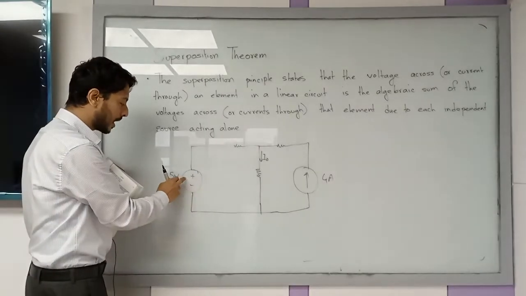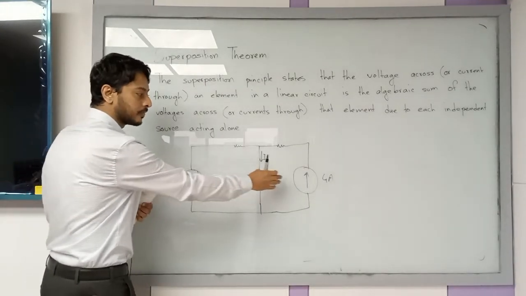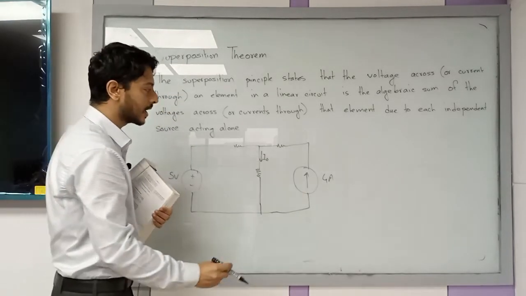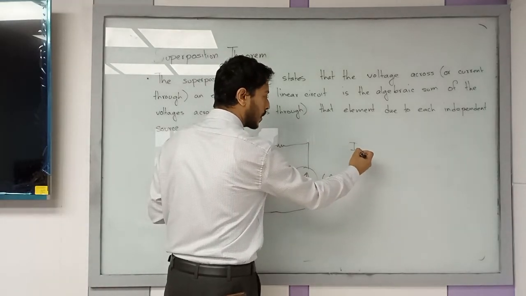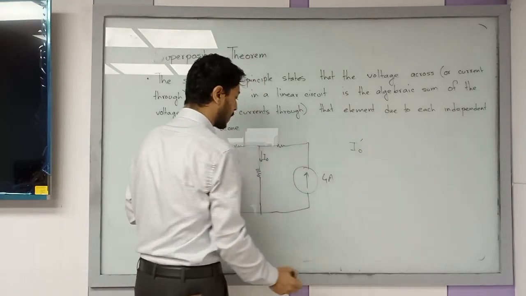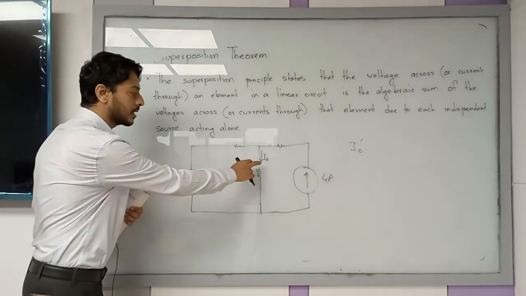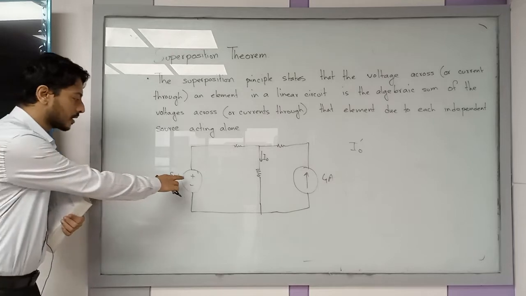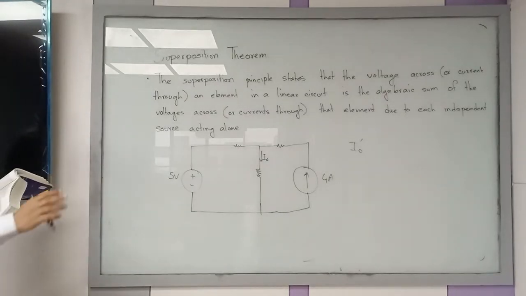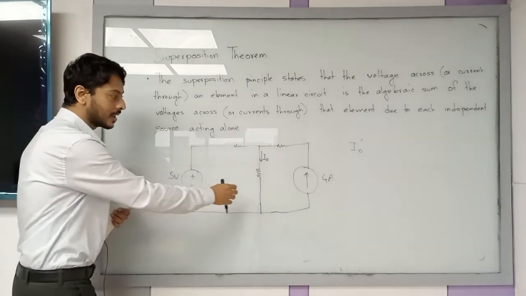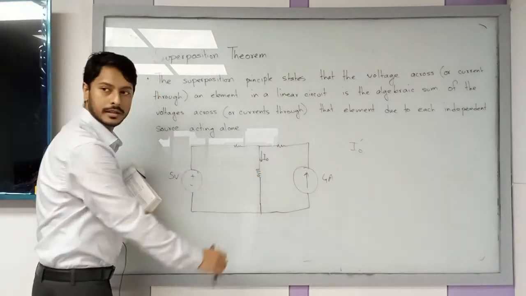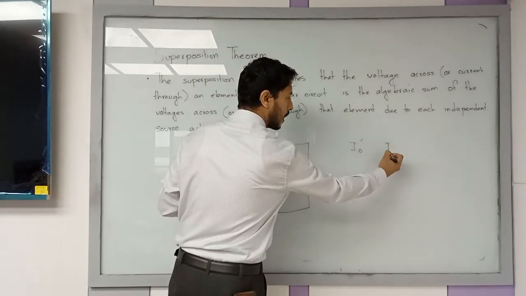But when you are applying this 5 volt in this circuit, this gets shorted, right? And you have to find this I naught current. Let's say when 5 volt is active, I get I naught prime. The current which I am getting here is represented by I naught prime. This is one current you have found from the active 5 volt. Now you have to open this and make this active, and again find this current. That current will be I naught double prime.